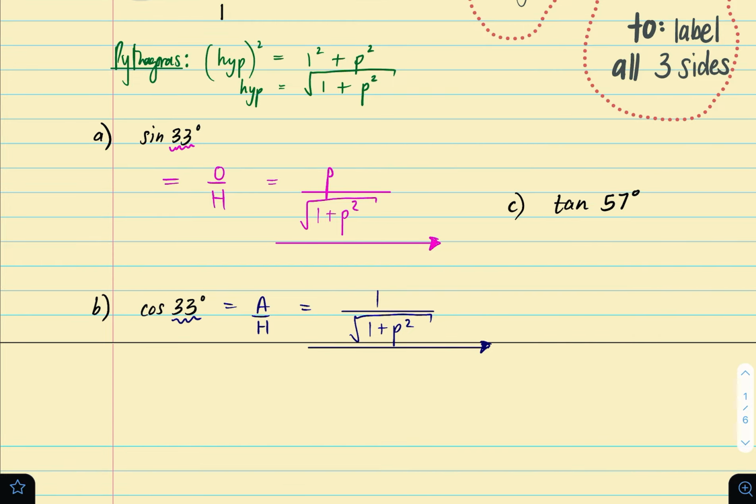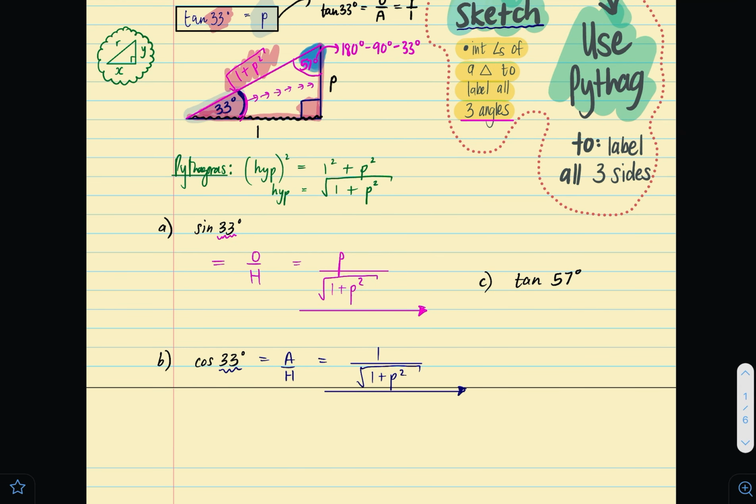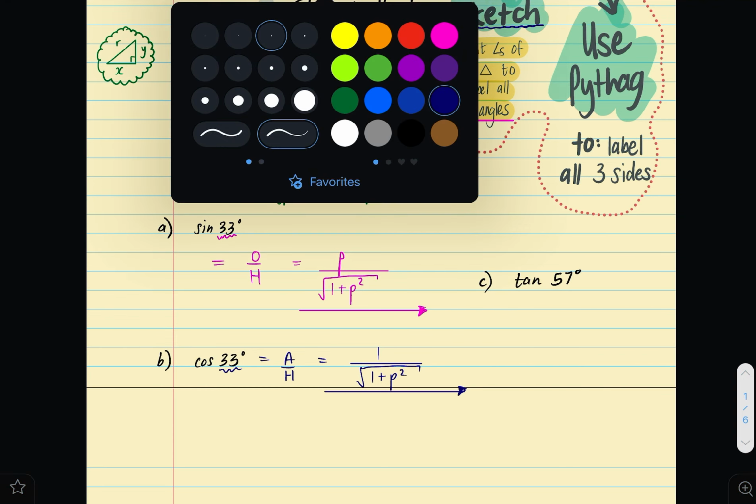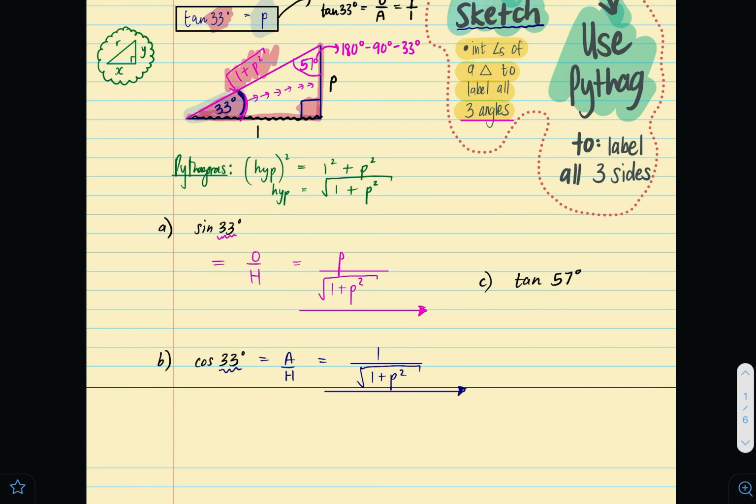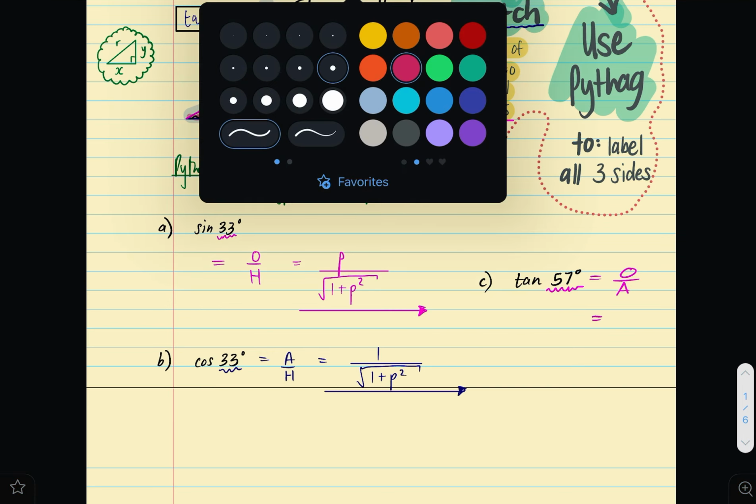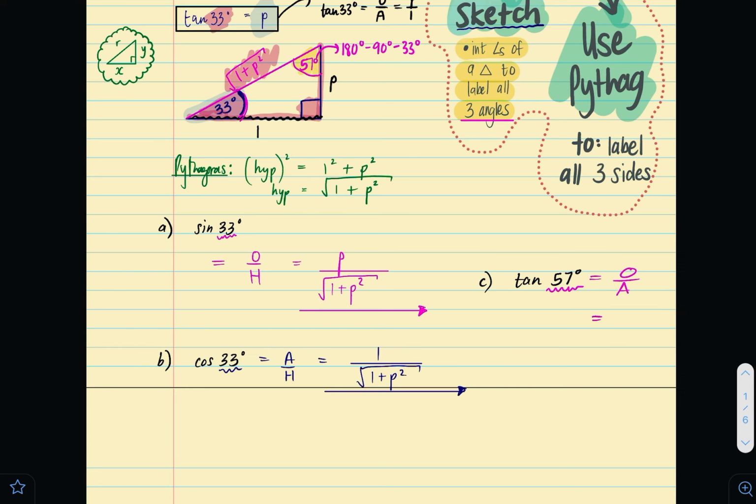Let's do tan of 57. Ooh, 57. Thank goodness we went and found our third angle of the triangle much earlier on. 57 degrees. SOHCAHTOA tells us tan is opposite over adjacent, but now we're using the 57 degree as the reference point. So let's be careful in identifying what lies opposite to the 57.